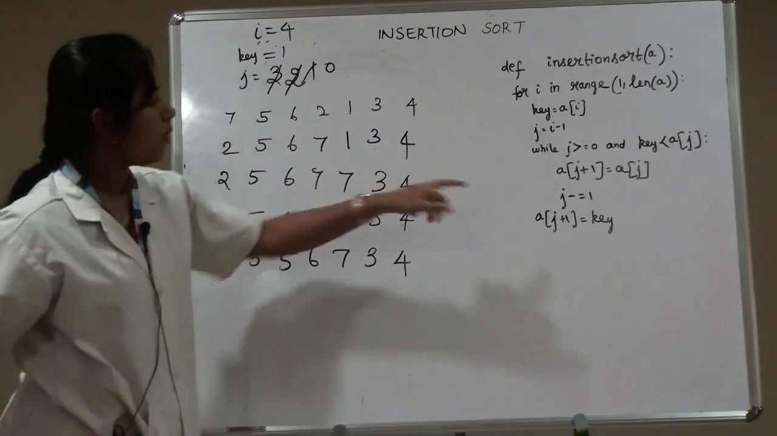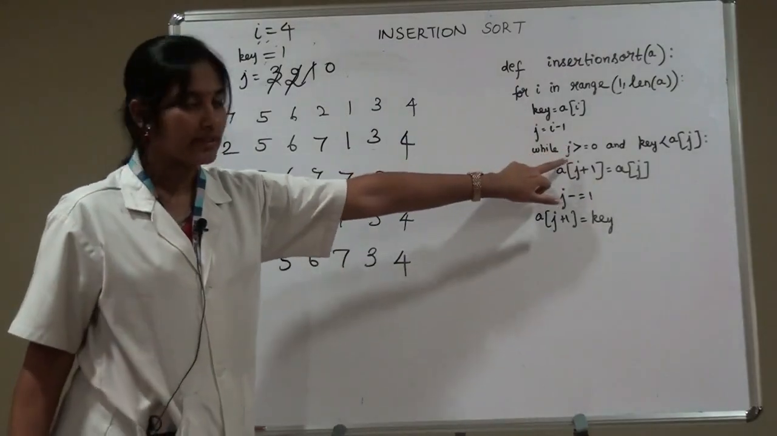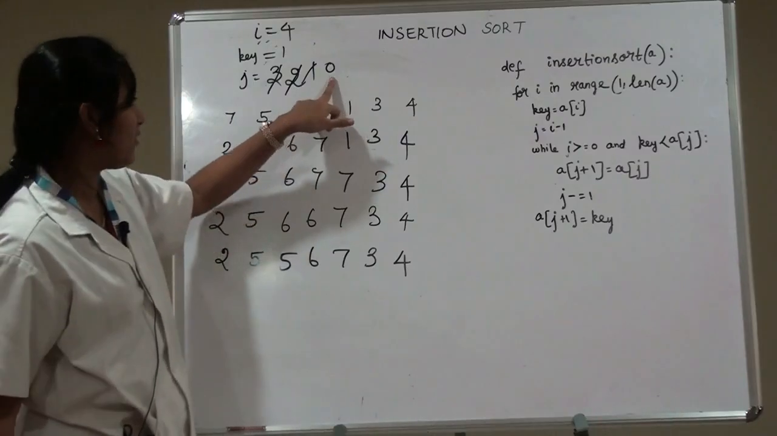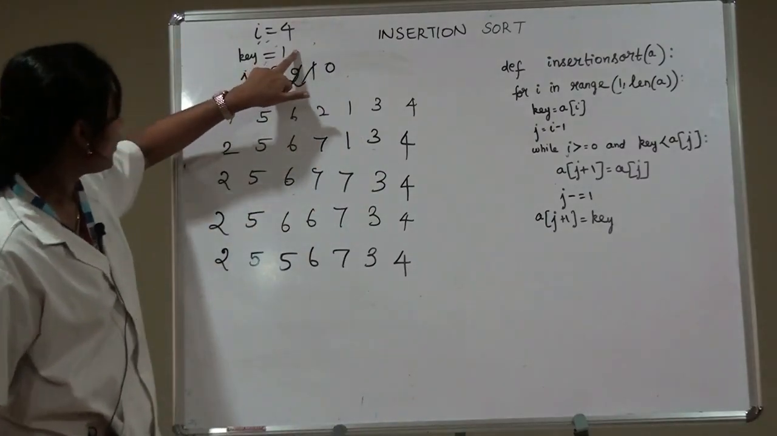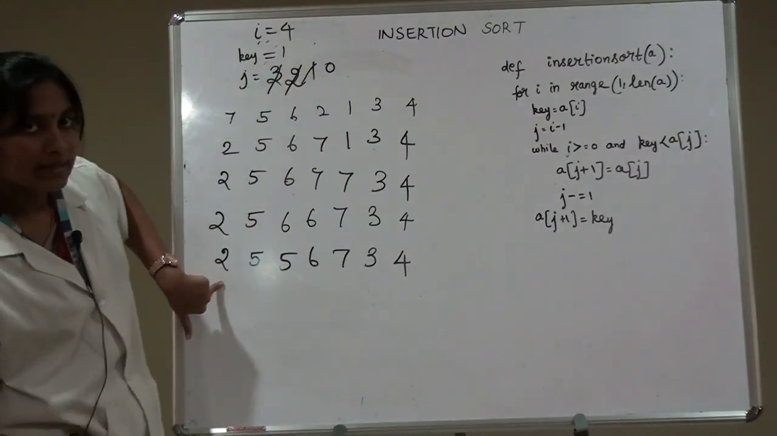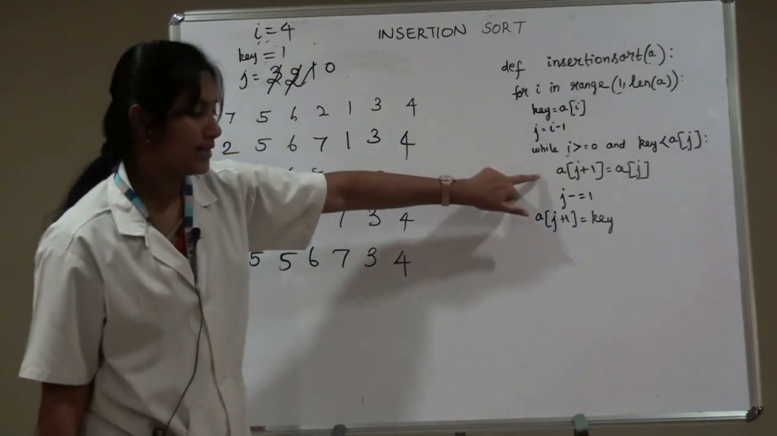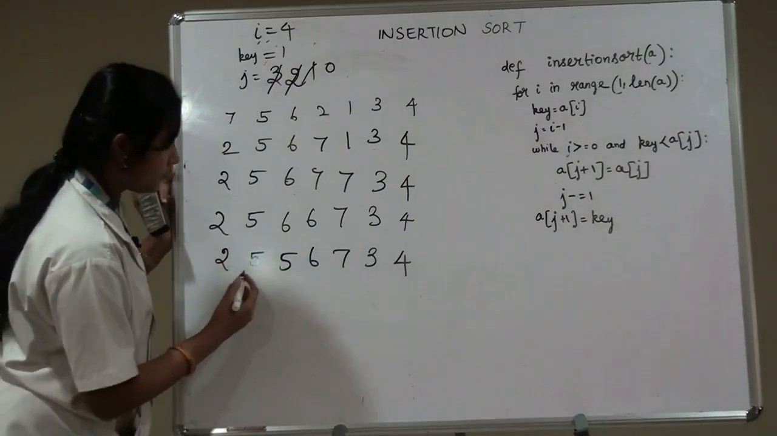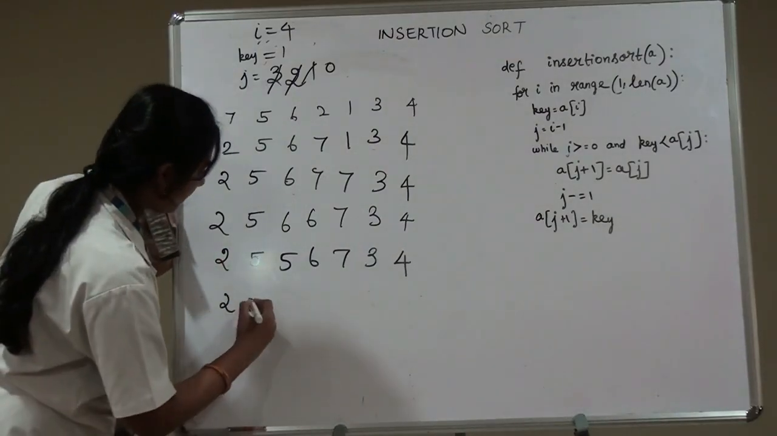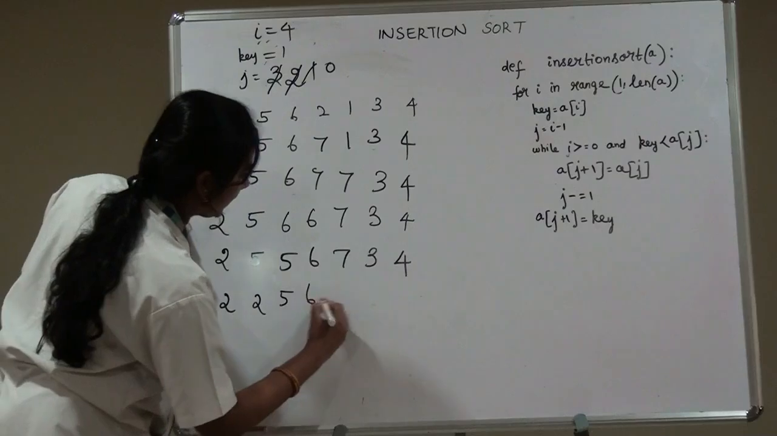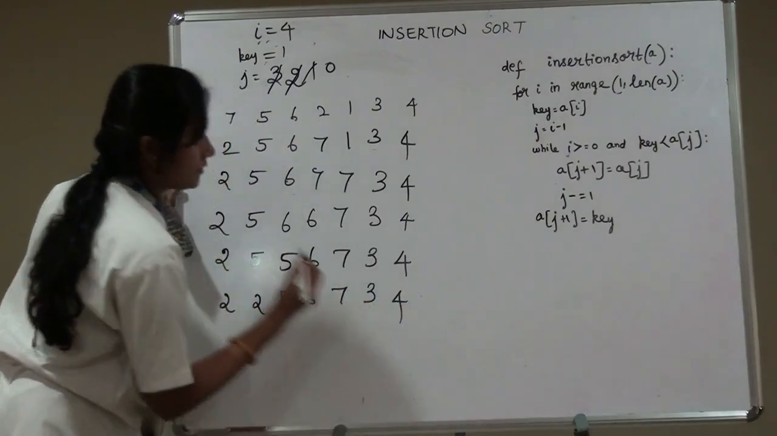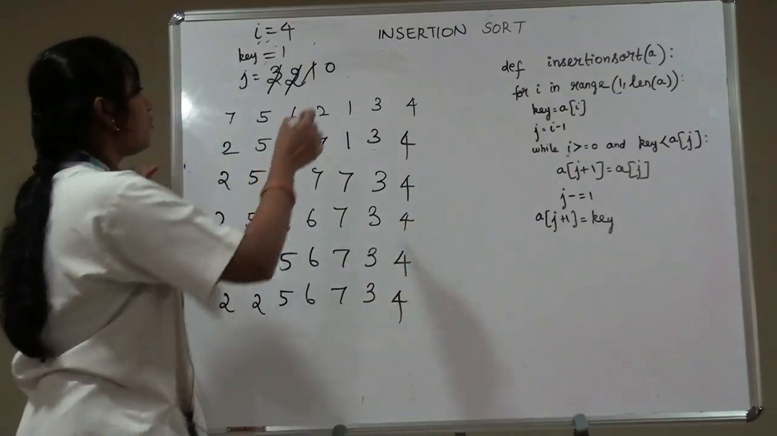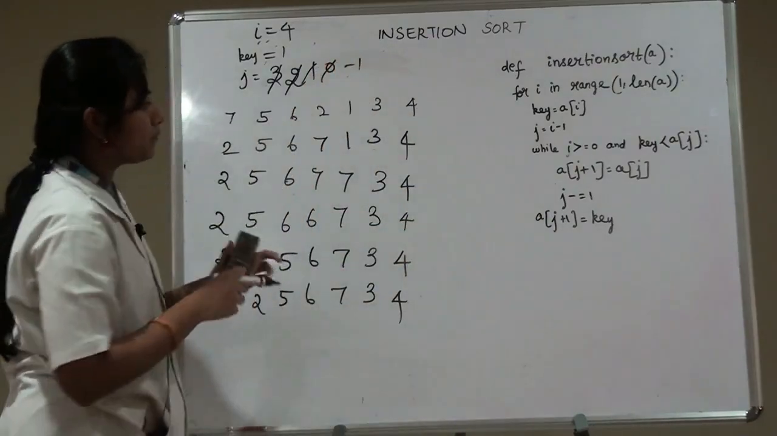So again I am going back and checking the condition. J greater than or equal to 0. So the condition is satisfied. Now key is 1. What is a of 0? It is 2. So I have to execute these two statements again. So a of j plus 1 equal to a of j. What happens? I am moving my 2 here. So I am getting something like this. Okay. Now I have to decrement my j. So j becomes minus 1.